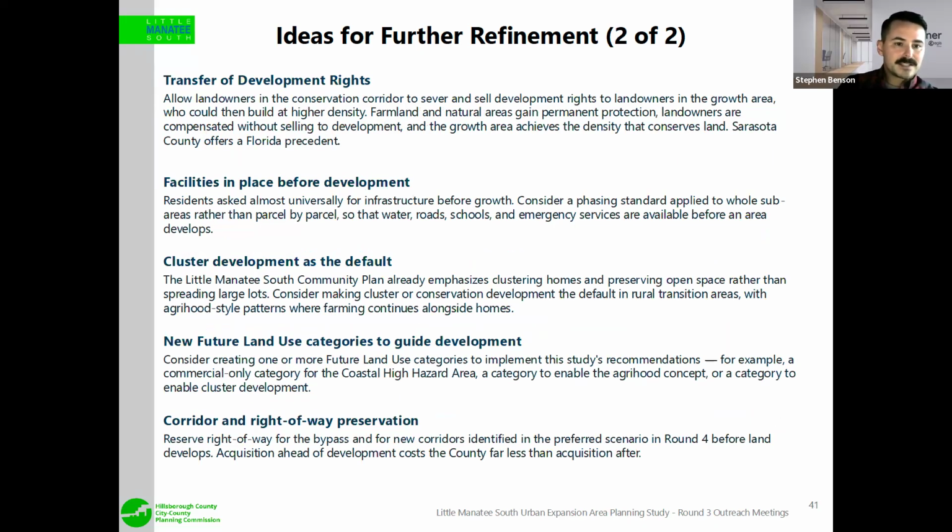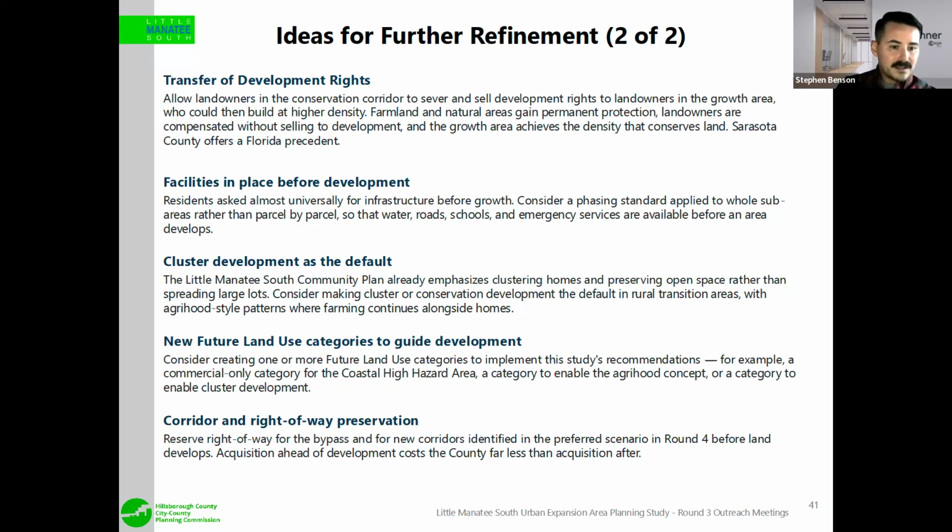And again, the second set of these so far, transfer of development rights is something that's currently in the plan. I won't speak to that too much. If you're interested, we can provide some resources that explain that, or feel free to refer to the current plan. Facilities in place before development. We spoke to this before. Again, that's the phasing standard that would be applied to each of the different public services and utilities.